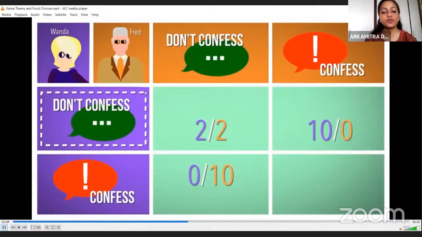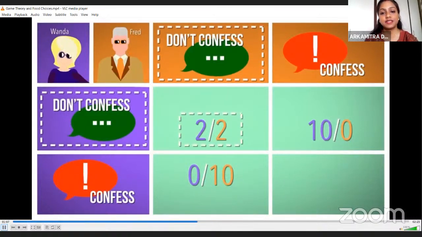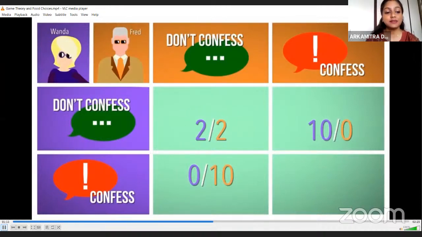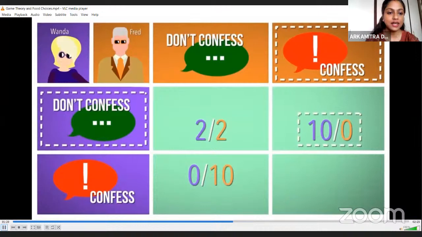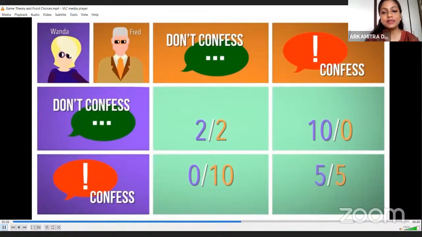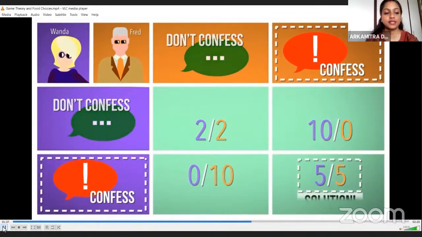So what both of them end up doing is confessing, because even though not confessing seems better on paper, in reality, because they haven't had the chance to collude and decide beforehand, they can't trust each other, and there is no guarantee. So they both choose to confess and agree to 5 years in jail. All right. So this 5 years in jail for both Wanda and Fred turns out to be the Nash equilibrium. Okay, this is called the solution to this game, if I could put it that way.